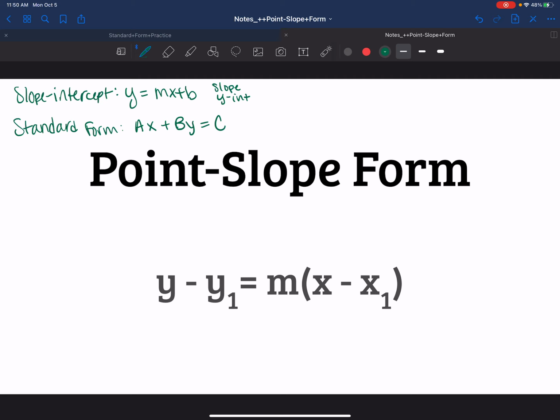Now, in point slope form, I bet you can't guess the two things you need in order to use point slope form. Or maybe you can. The one thing you need, the first thing anyway, is a point that is on the line. So that is any point on the line, the linear function. And then you also need the slope.